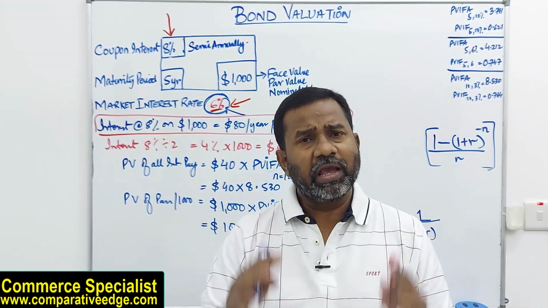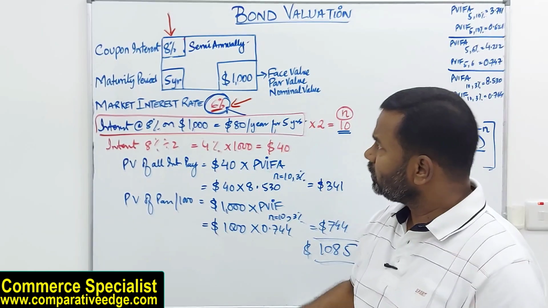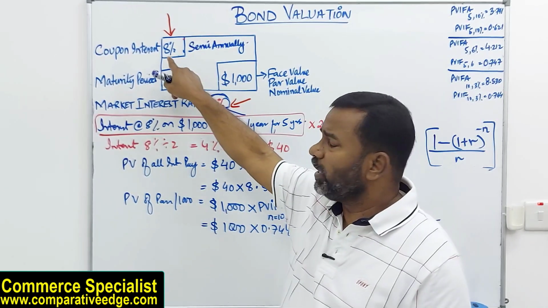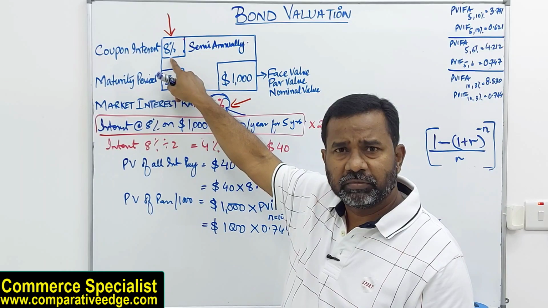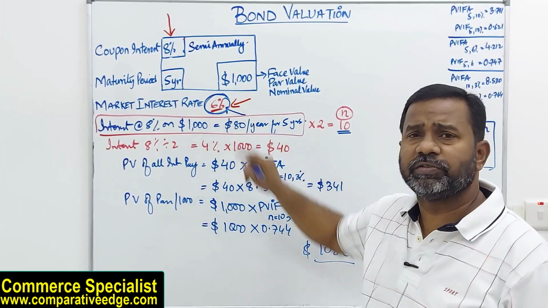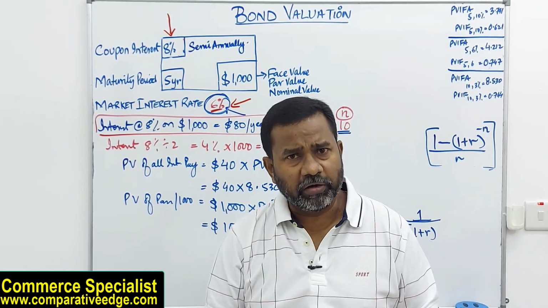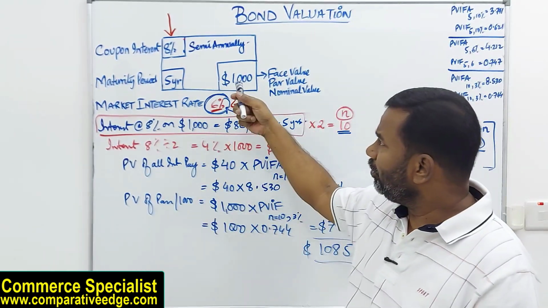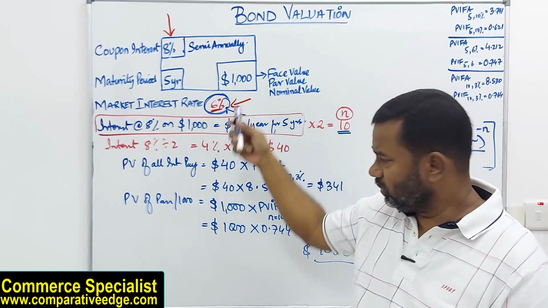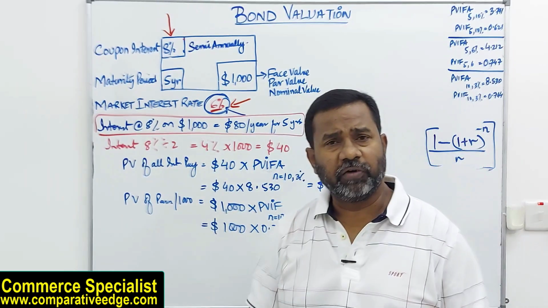So here again our logic holds true. What is the logic? We are offering you 8%, but the market, other investments, are offering you 6%. If you are offering a higher coupon rate, then for a bond of 1,000, if you want it now, you have to pay us 1,085.